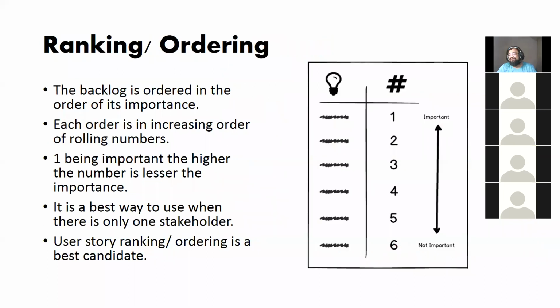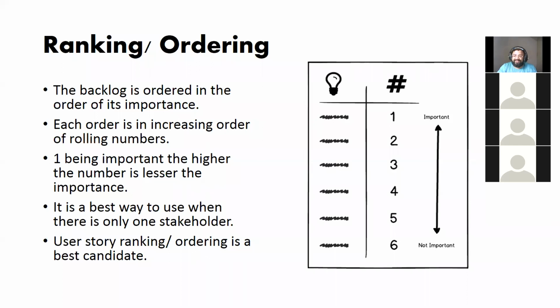Perfect. So the next one is ranking or ordering. This is nothing but put 1, 2, 3, 4, 5, 6. It's a rolling number, whichever you feel as important. It is similar to MoSCoW, but MoSCoW at least says must have, should have, and could have. Here it is just a number, and you can call any level, any number. That's okay. Here the lesser the number is the highest the priority, and the higher the number is the lesser the priority. That's the only thing here in the ranking or ordering.